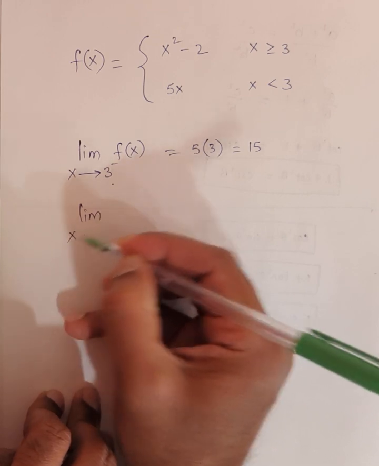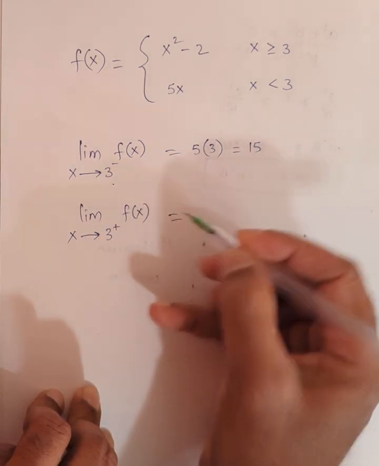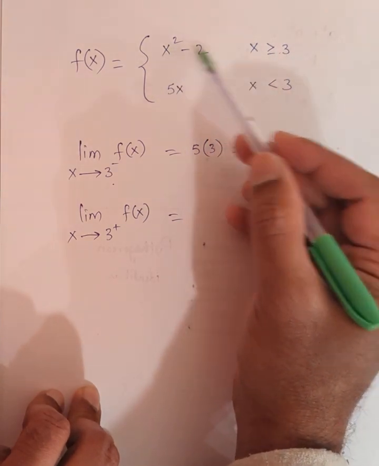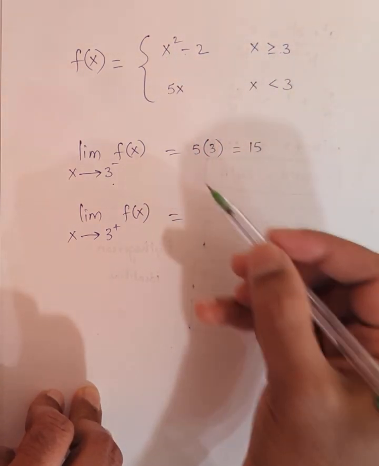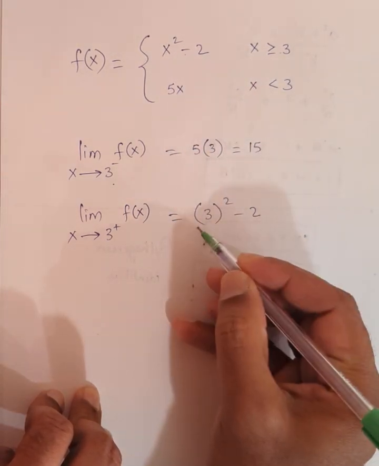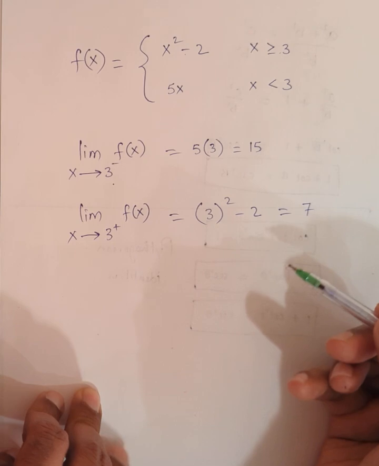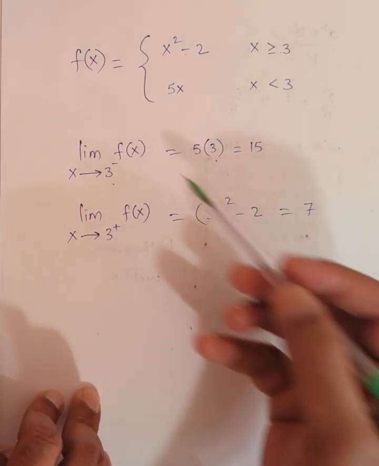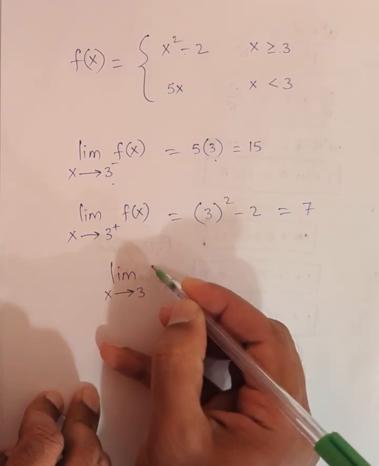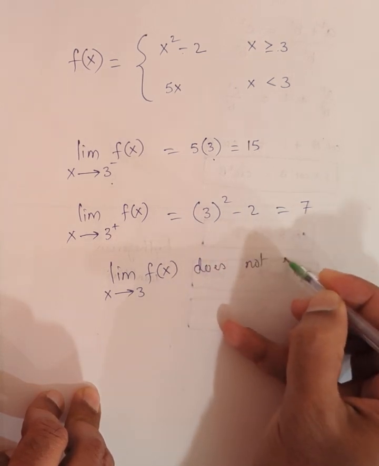And you also find the limit as x approaches 3 plus. Then 3 plus means x is more than 3. So we are in this part of the definition. So we plug 3 there, and this happens to be 9 minus 2 equals 7. And again, these two limits are not equal, so we can write down that the limit as x approaches 3 of f of x does not exist.